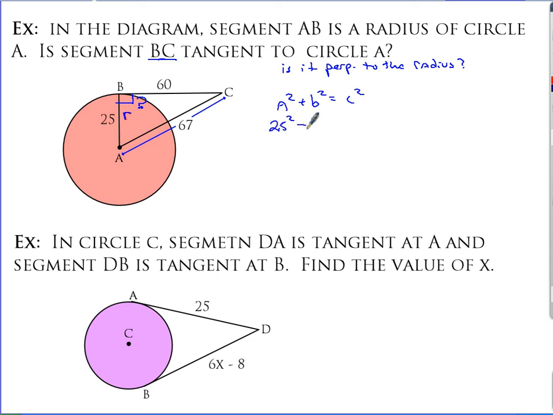25 squared. What is B? 60 squared. C has to be 67. Okay, 25 squared plus 60 squared. Anybody have an answer for that? What is it? 4225. What's 67 squared? Ooh, 4489. Are those equal? They're close, but does that count?